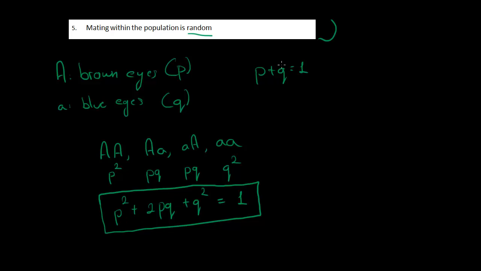So in this video we saw 2 different equations. First the equation P plus Q equals 1, and also the Hardy-Weinberg equation. I explained the theory behind the Hardy-Weinberg equations. In the next video I will show you application of the Hardy-Weinberg equation.